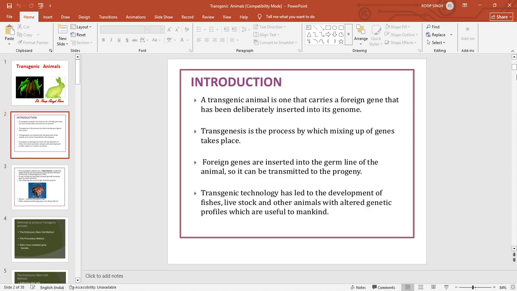A transgenic animal is one that carries a foreign gene that has been inserted into its genome. It is a process by which mixing of genes takes place. Foreign genes are inserted into the germline of the animal so that it can be transmitted to the progeny. Transgenic technology has led to the development of fishes, livestock, and other animals with altered genetic profiles, which is beneficial to mankind.